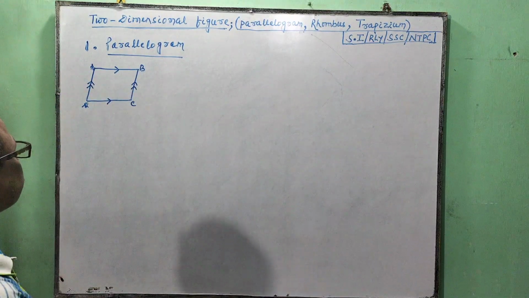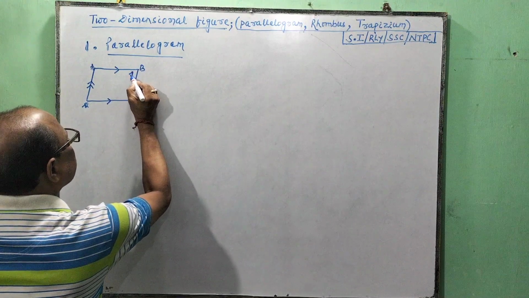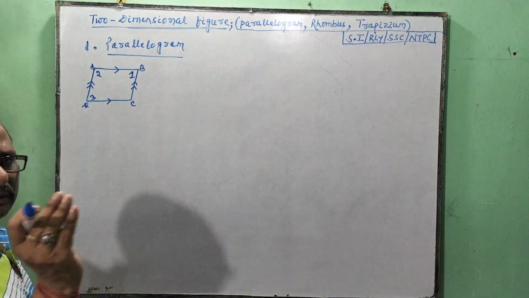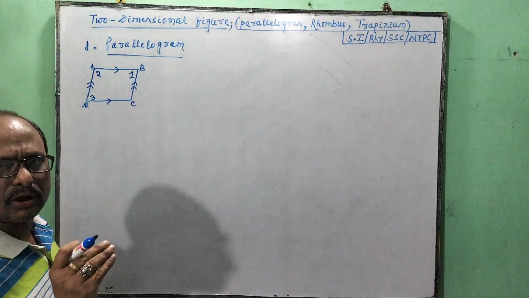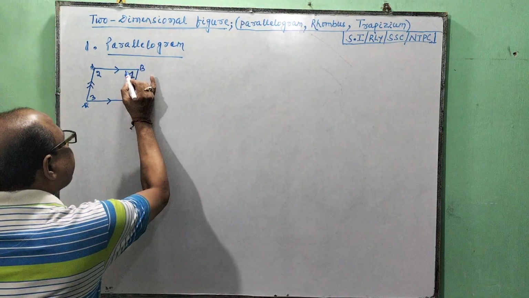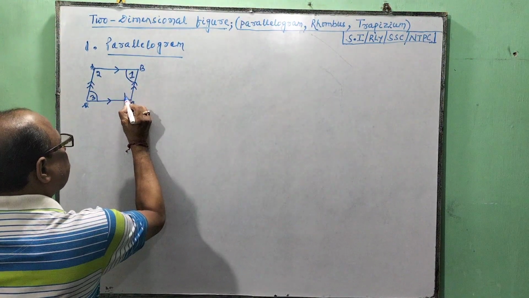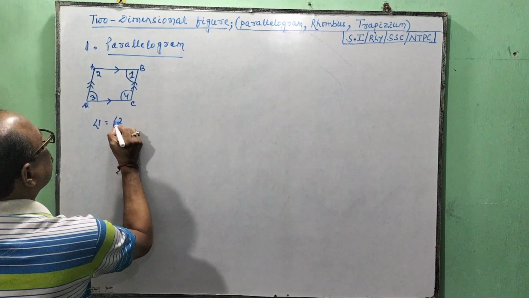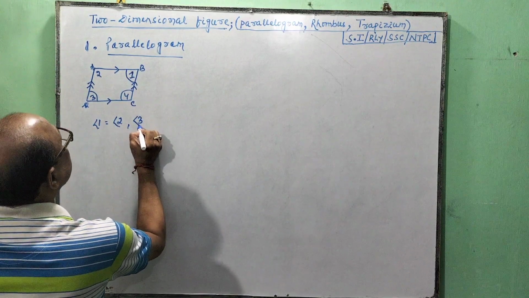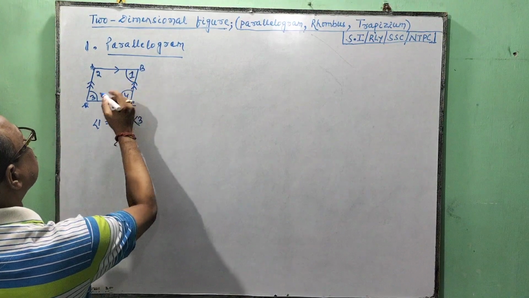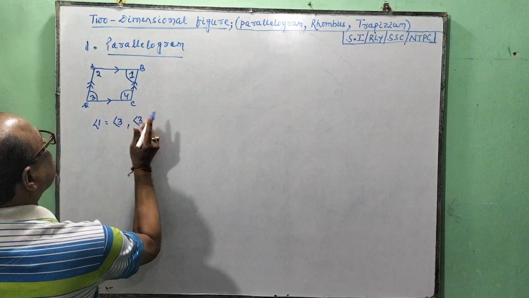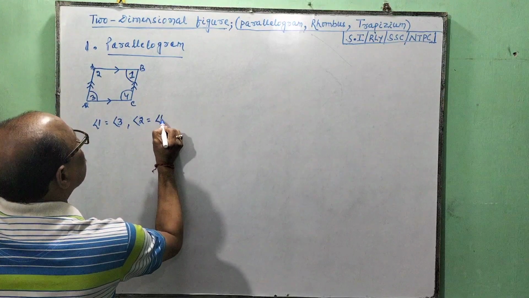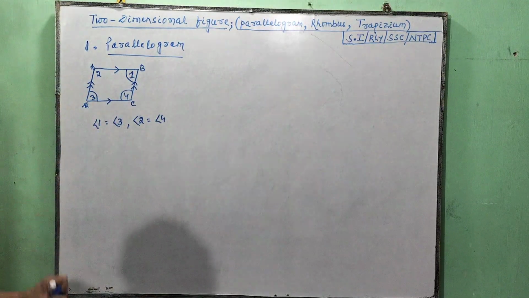Another thing, suppose this angle is number 1, this angle is number 2, this angle is number 3. Let's see what is the relationship between the angles of a parallelogram. The opposite angles are equal. Angle 1 is equal to angle 3, angle 2 is equal to angle 4. So the opposite angles are equal.